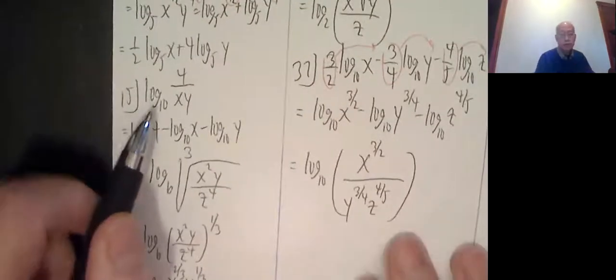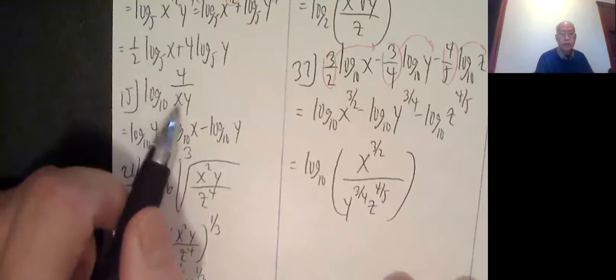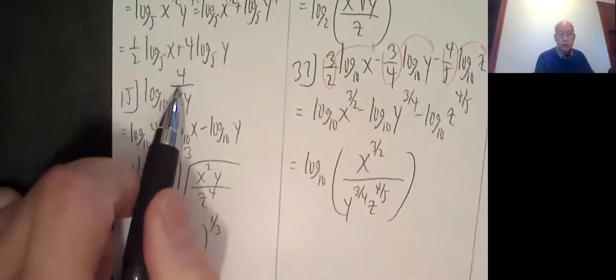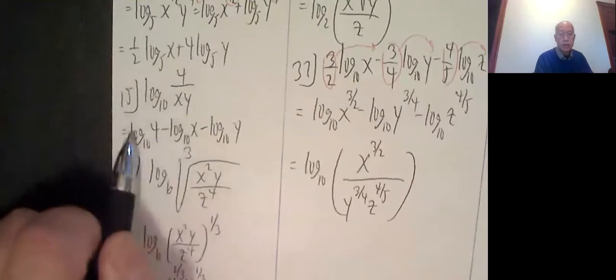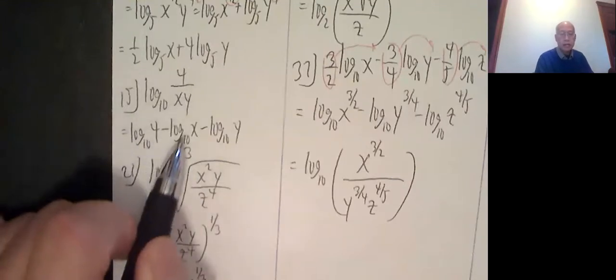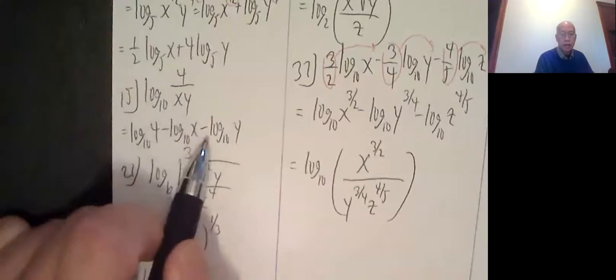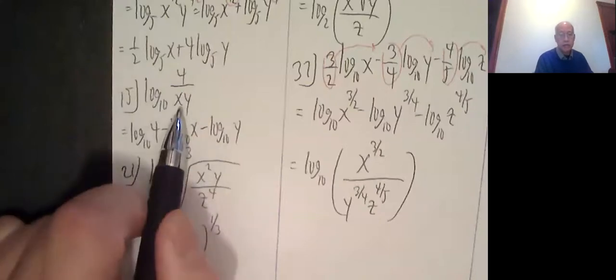Okay, this one, log base 10 of 4 over xy. So this is on top. These two are on the bottom, so they'll be indicated by subtractions. Log base 10 of 4 minus log base 10 of x, because that's on the bottom, and minus log base 10 of y, because that's also on the bottom.